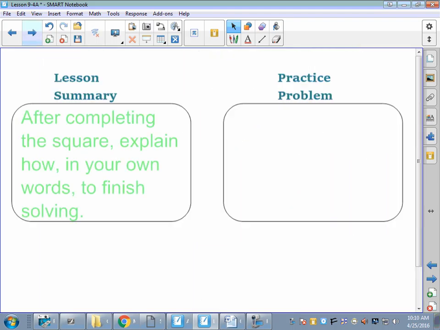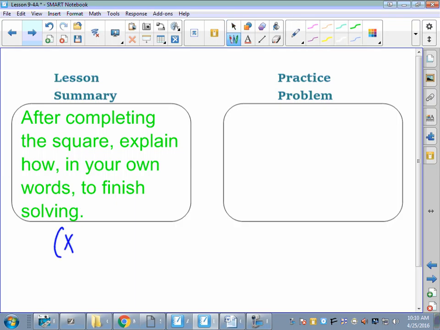Last but not least, here's what I would like you to explain in your own words. After you complete the square, how do you finish solving? So once you've got, say, x plus 2 quantity squared minus 9 equals 0, explain what you would do to finish solving that. I want to know what two possible answers there are for x.